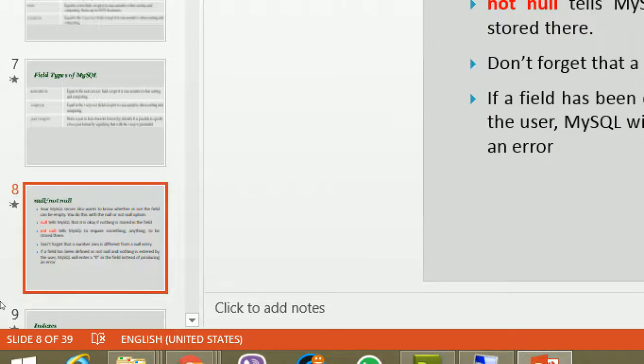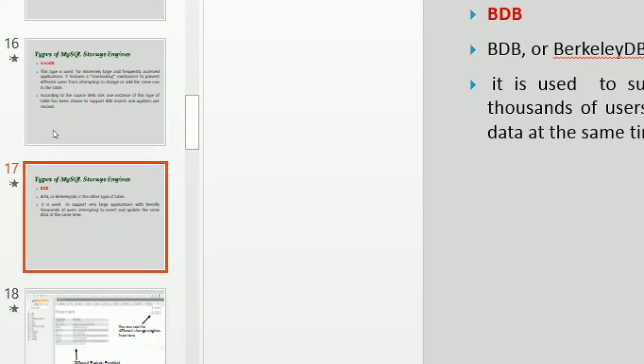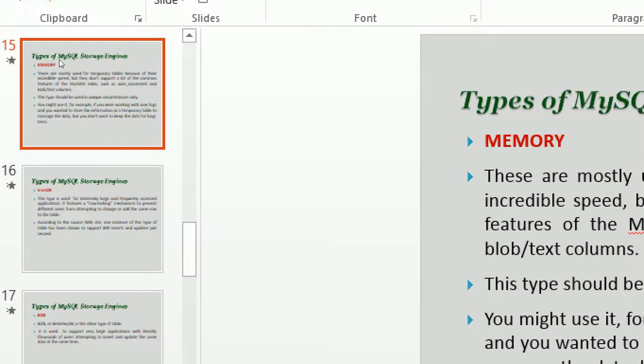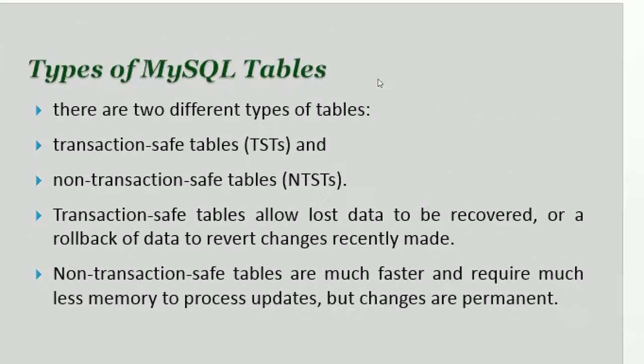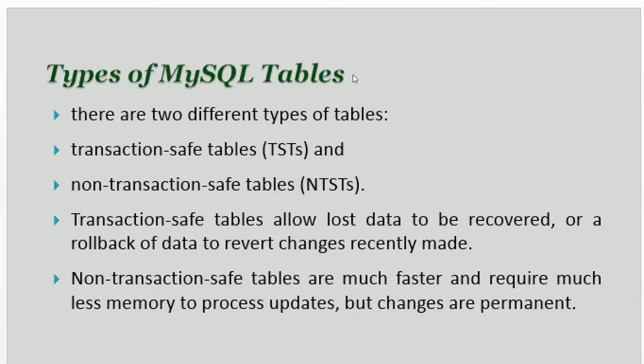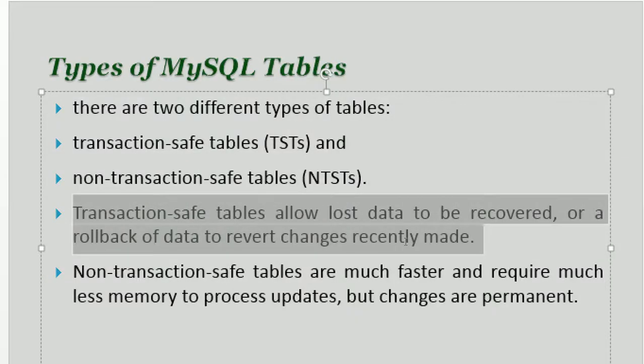Now let's come to the tables. Tables in SQL. So first of all, let me show you some of the tables. There are 2 types of tables in your SQL server. One is called TSTS tables and the second is called NTSTS tables. The first is transaction save tables. Clear? What does transaction save tables mean? So look at here, these are the transaction save tables. It means that if data is lost, it can be recovered. Clear?